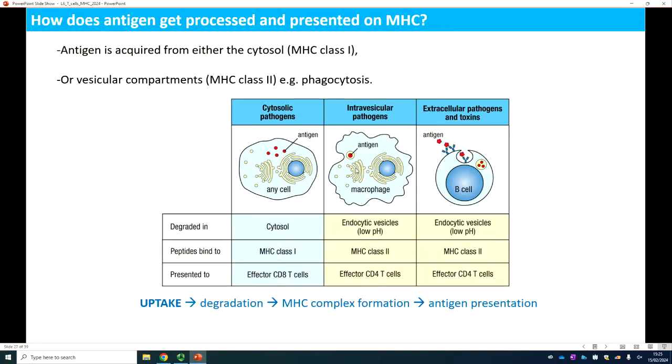So moving back to this picture before, in terms of antigen processing. For antigen that's actually acquired within the cytosol, it's going to be expressed on MHC class 1 to CD8 T cells, or cytotoxic T cells. Whereas for antigen presenting cells, we've got the extracellular antigen being taken up, being degraded in the vesicles, and being presented on MHC class 2 to CD4 cells. Okay?